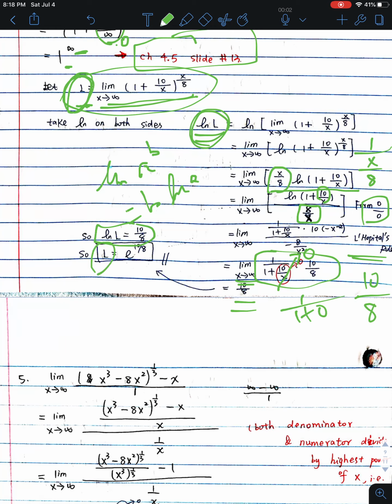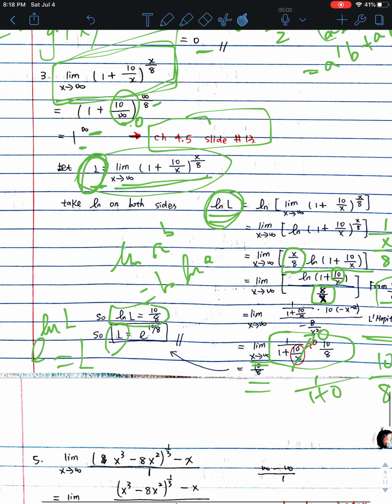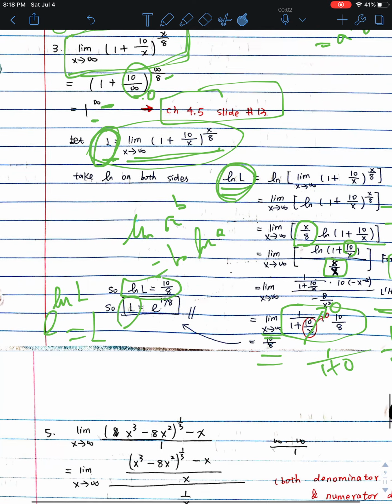So for L, we take the exponential on both sides, because exponential of log L is just L. So taking the exponential, it's just e to the 10 over 8. So that's the limit for this question.